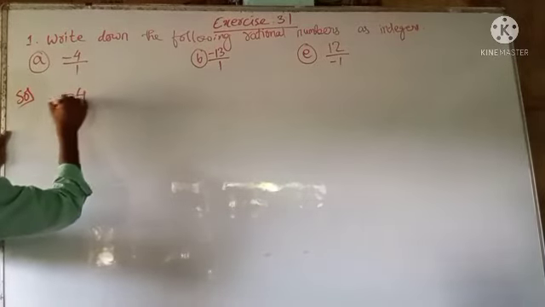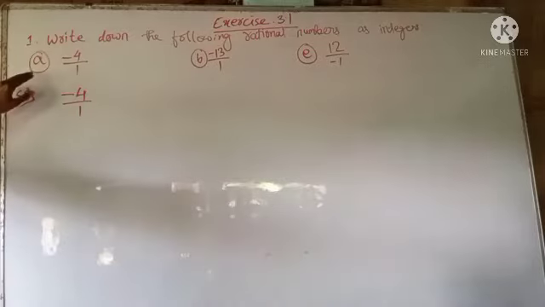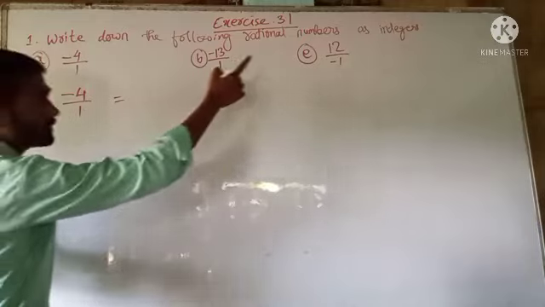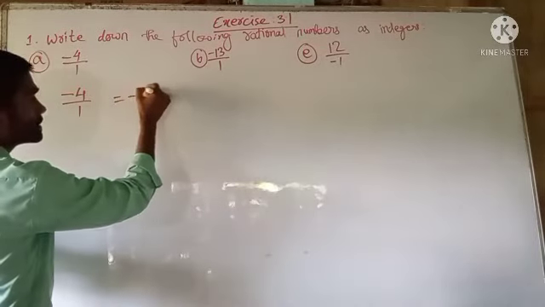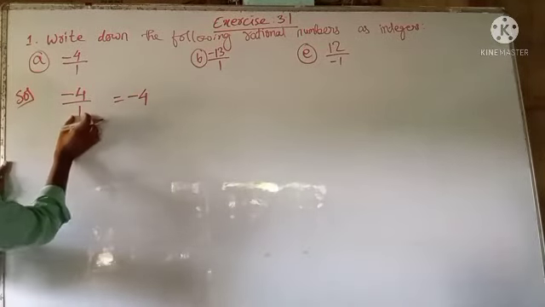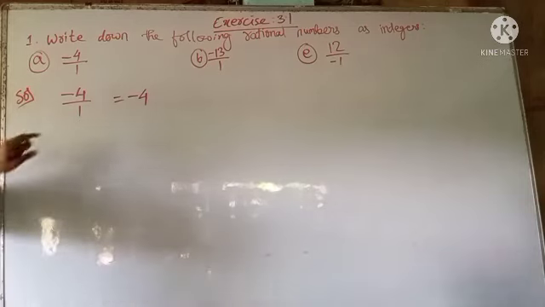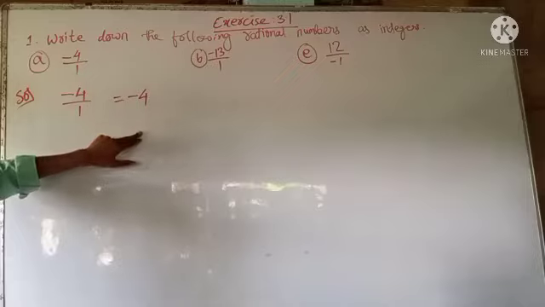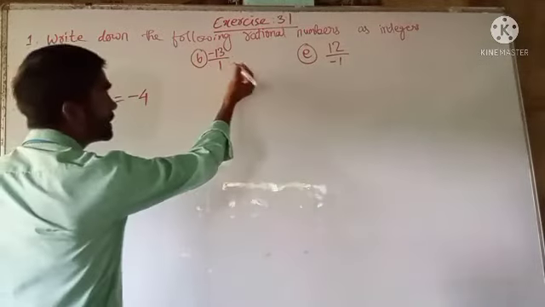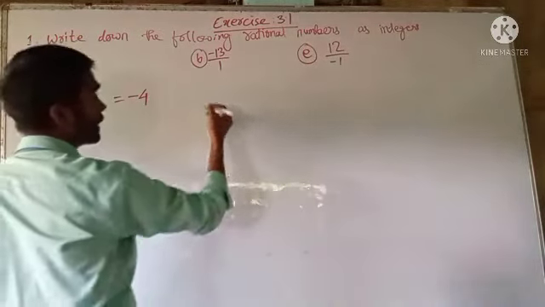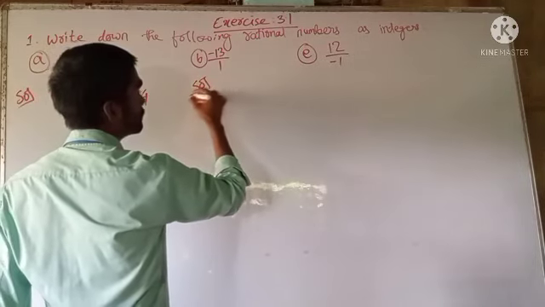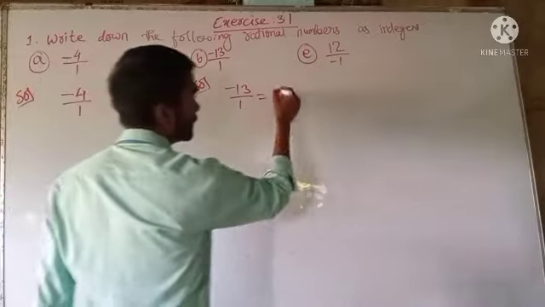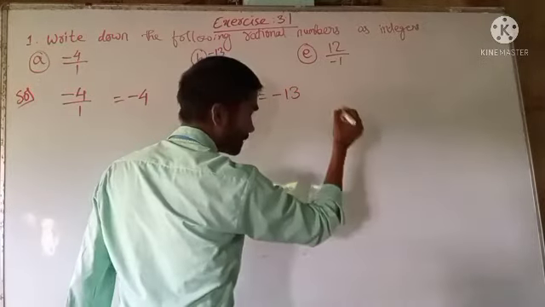Option number A is minus 4 by 1, which we can convert into the form of integers as minus 4. This denominator, we are just removing it, because minus 4 we can write in the form of minus 4 by 1. Now option number B here, minus 13 by 1, which we can write as minus 13.